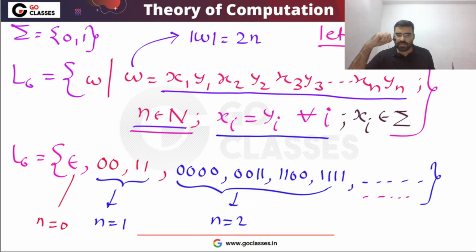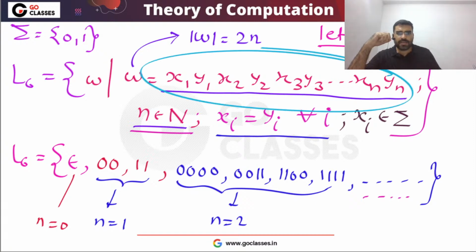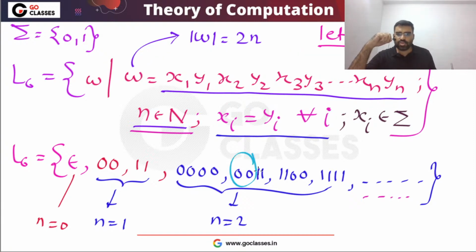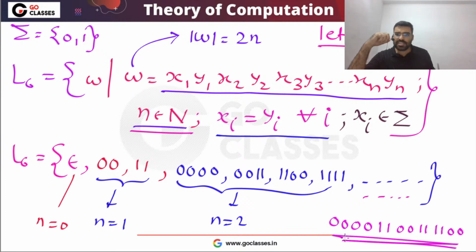In this language, every string has length 2n, so every string has even length, and every string is like this. For example, 0, 0, 1, 1, 1, 1, 0, 0, 1, 1, 1, 1. We have this type of strings in this language, like 0, 0, 0, 0, 1, 1, 0, 0, 1, 1, 1, 1, 0, 0. Yes or no? This type of strings belong to the language.